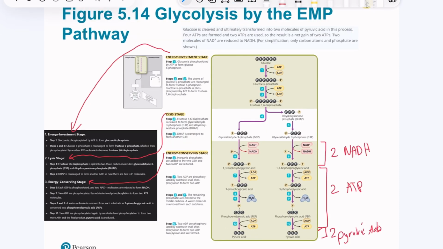So the final products of glycolysis are two pyruvic acid molecules, two NADH molecules, and a net gain of two ATP. So while four ATP molecules were produced in total, two ATP were used in the energy investment stage. So the net result is two ATP.